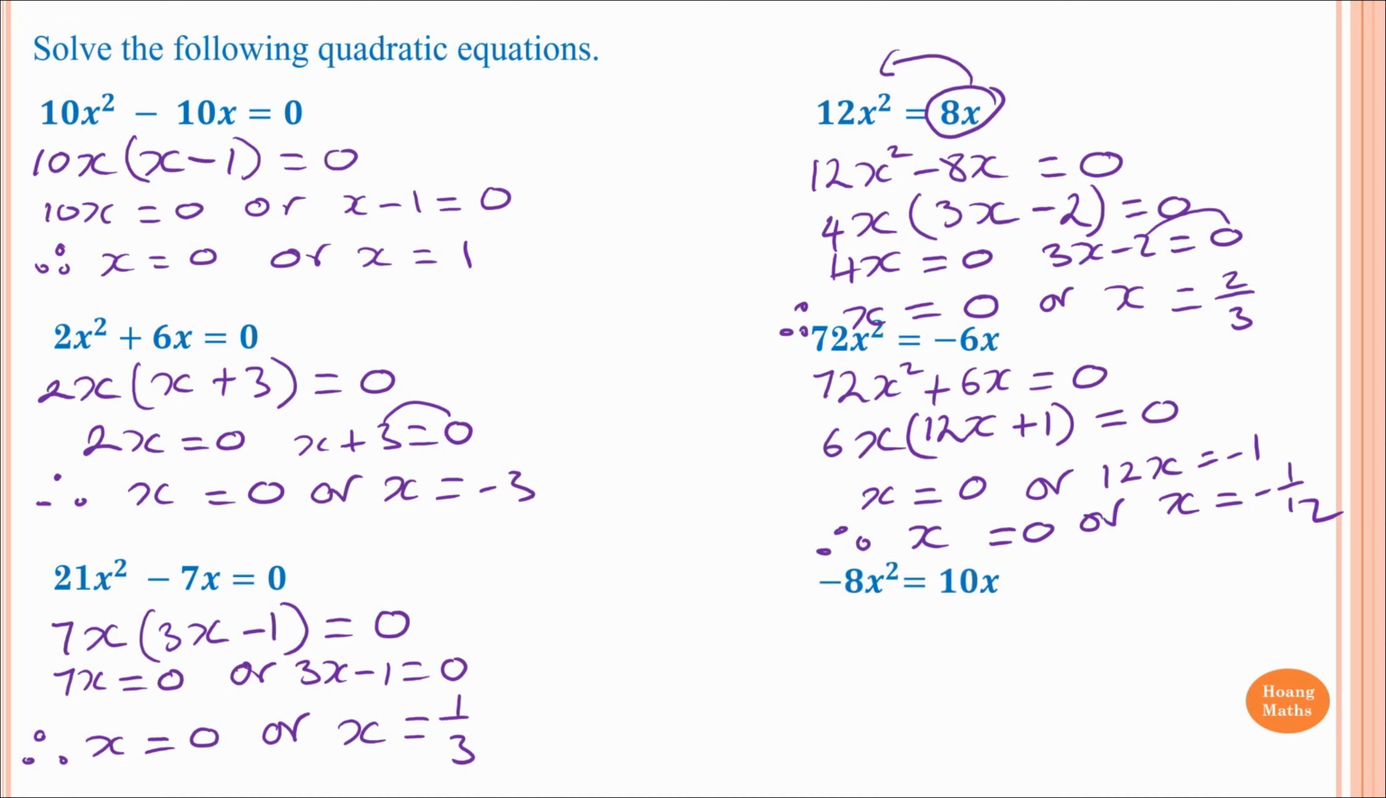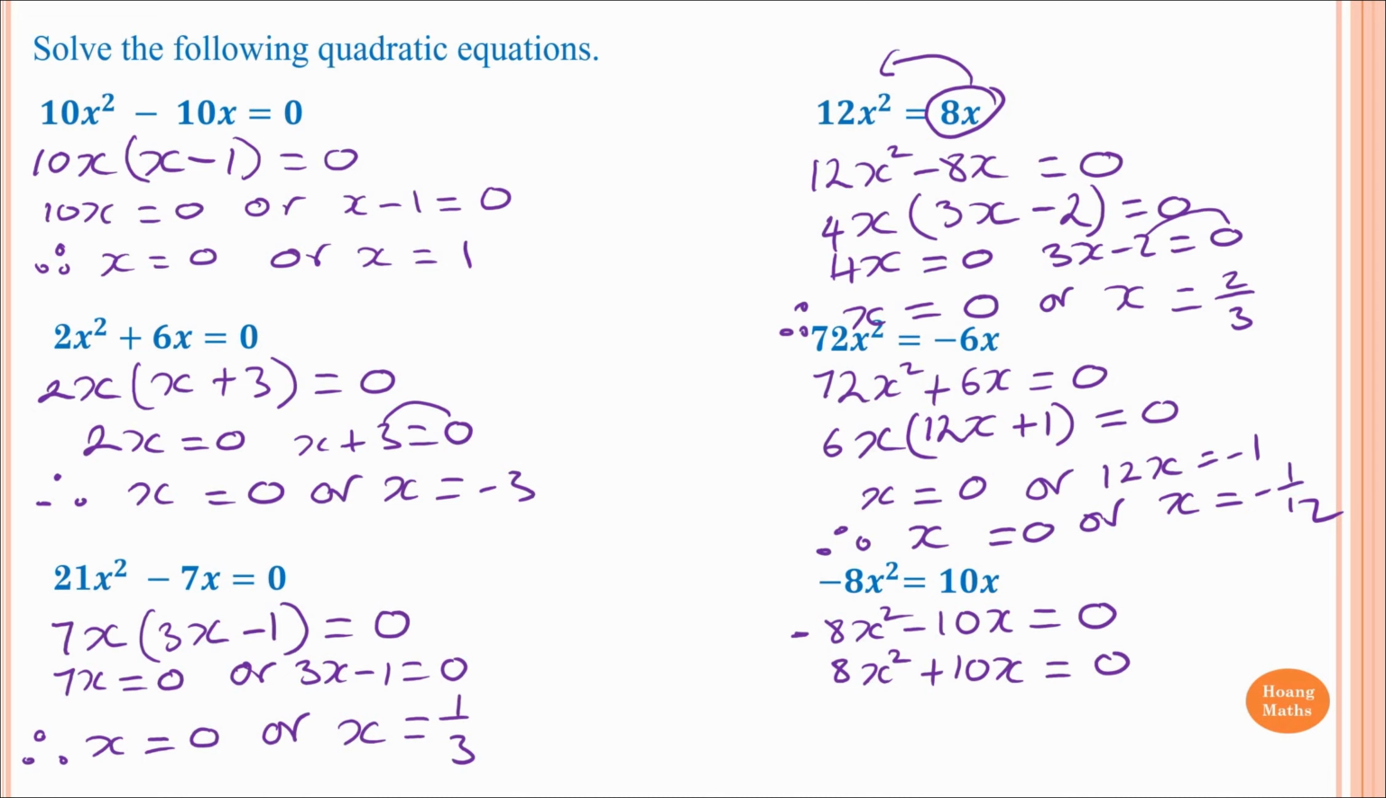Last one. So negative 8x squared is equal to 10x. So that means that, okay, I can either move negative 8x squared to the right, or I can move 10x to the left. Doesn't really matter. So let's move 10x to the left, okay? So let's say negative 8x squared minus 10x is equal to 0. Now, this has a negative factor, or I can times everything by negative. So this becomes 8x squared plus 10x is equal to 0. Or you can take the negative factor out. It doesn't really matter, okay? There are many ways to do it.